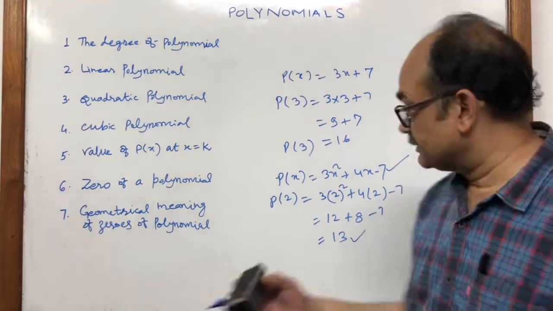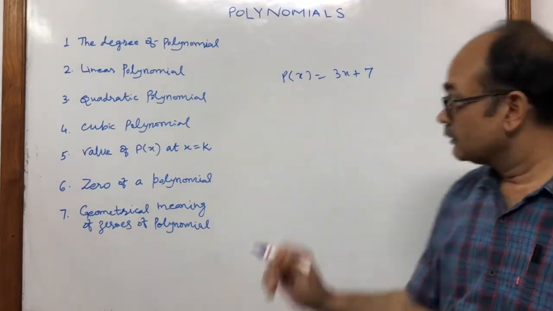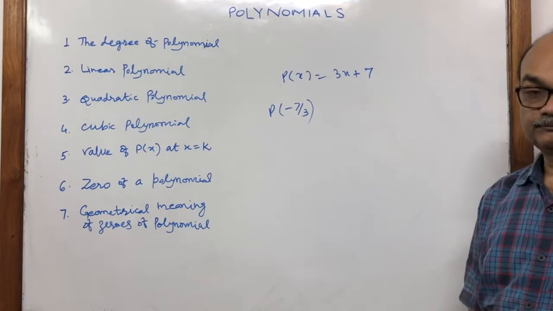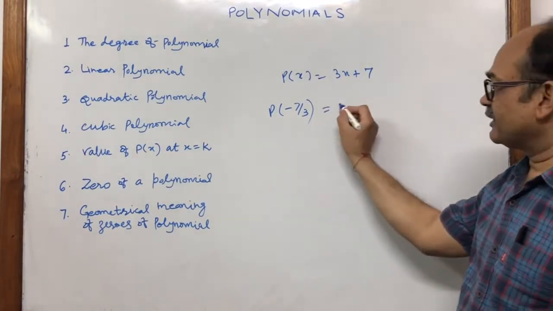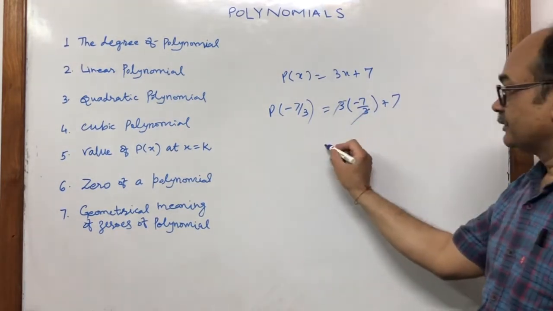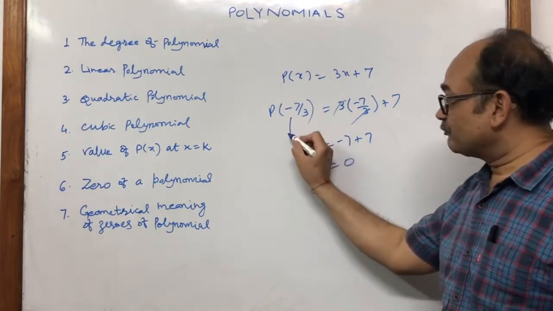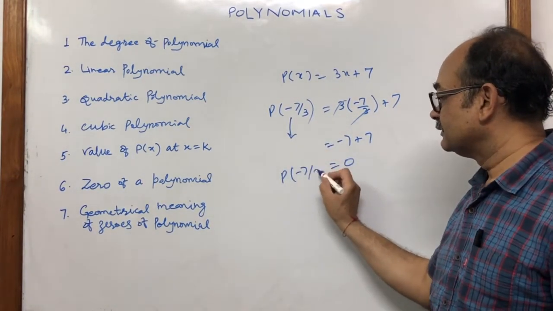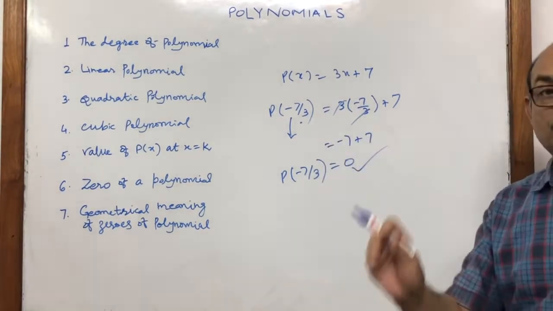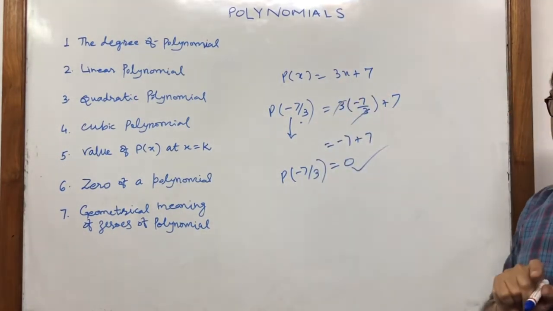And if it comes, suppose I want to put here minus 7 by 3. If you put minus 7 by 3 for x, what are we getting? Just 3 and 3 cancel out. Minus 7 and plus 7, that is 0. Whatever value of k we substitute here, and we are getting 0, that number is said to be a zero of the polynomial. Minus 7 by 3 is a zero of the polynomial.